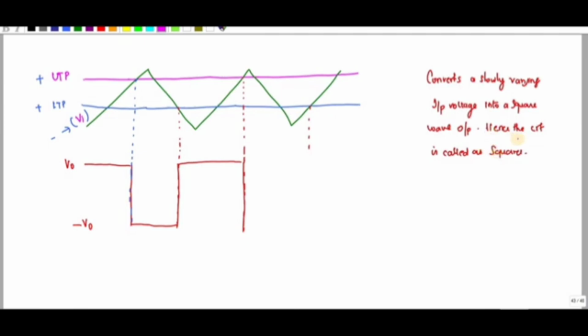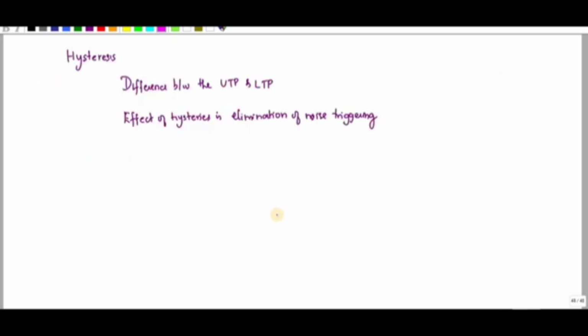So let us discuss what is hysteresis. Hysteresis is the difference between the upper triggering point and the lower triggering point. The effect of hysteresis is the elimination of noise triggering.